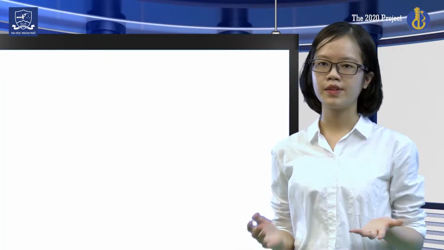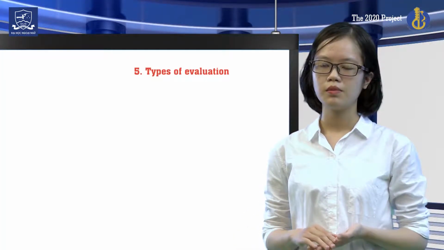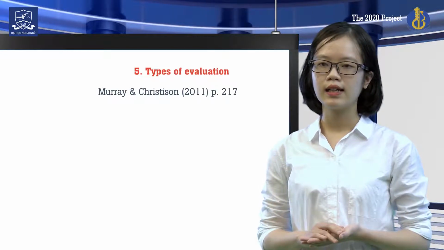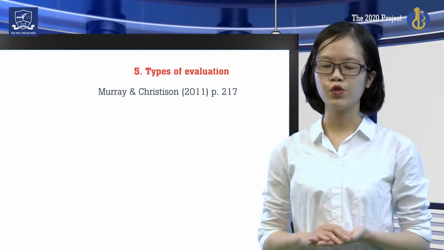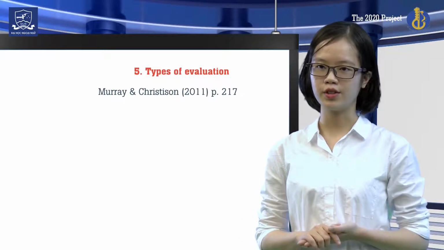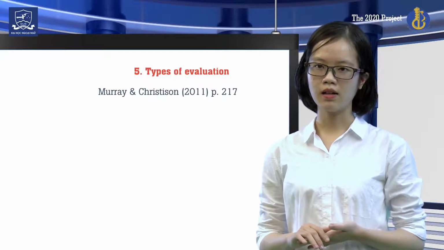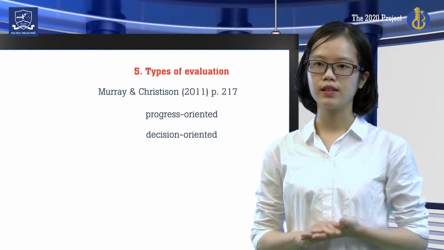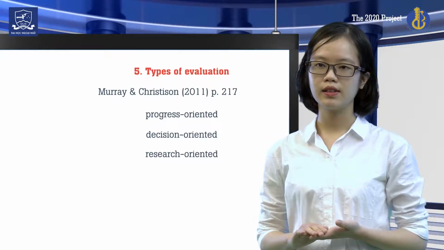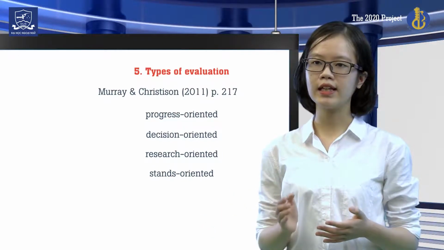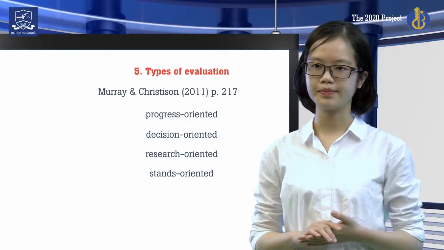What are the types of evaluation? Murray and Christensen in 2011 classify evaluation into 4 main types based on the purposes of evaluation. These types are progress-oriented, decision-oriented, research-oriented, and stance-oriented. Now we will analyze each type of evaluation.